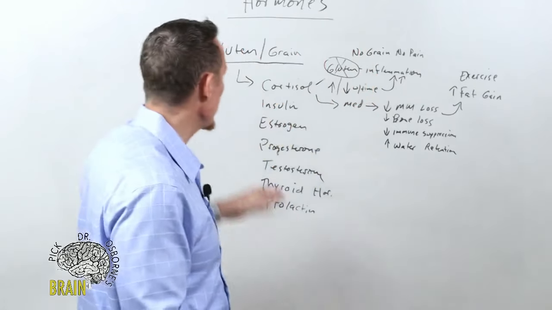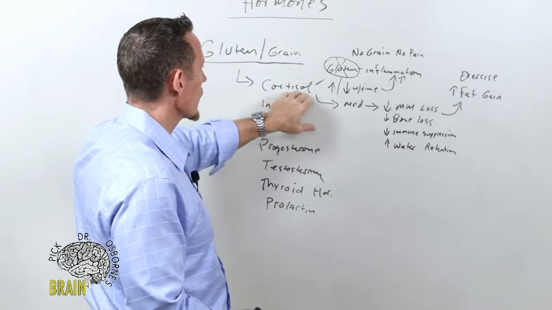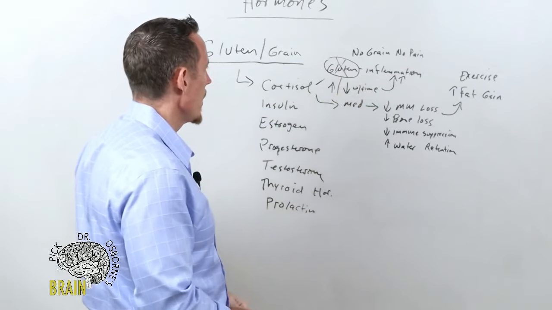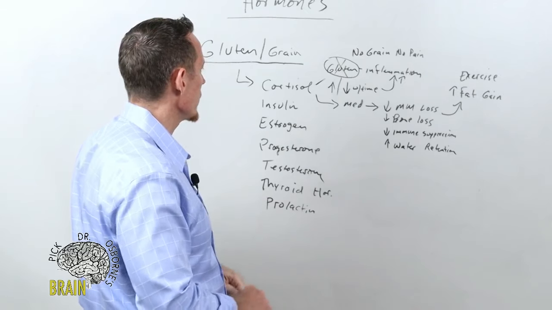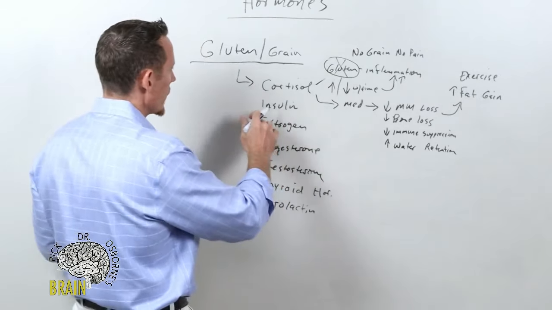So gluten can definitely create an inflammatory cascade that leads to, over time, a depletion of cortisol. Now, there's something else that gluten can do. Let's move on, because otherwise we'll be writing a book about all this. So I've got to move on from cortisol.